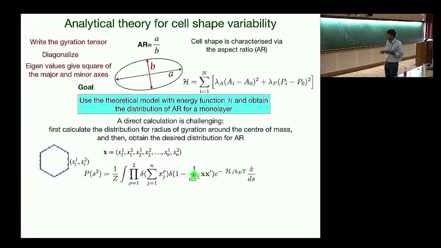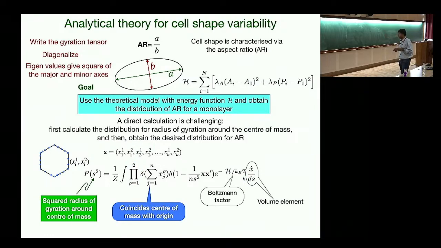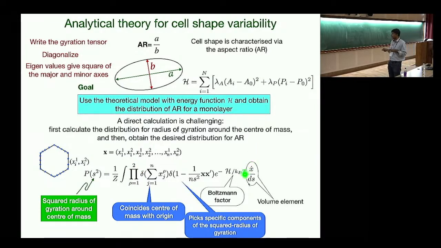The second delta function picks out a specific component of S squared, and the first delta function comes from the definition that the center of mass of the cell must coincide with the center of the coordinate system. And Z is the partition function. This is a complicated way of writing the volume element, and we are following the notation from the polymer physics literature.